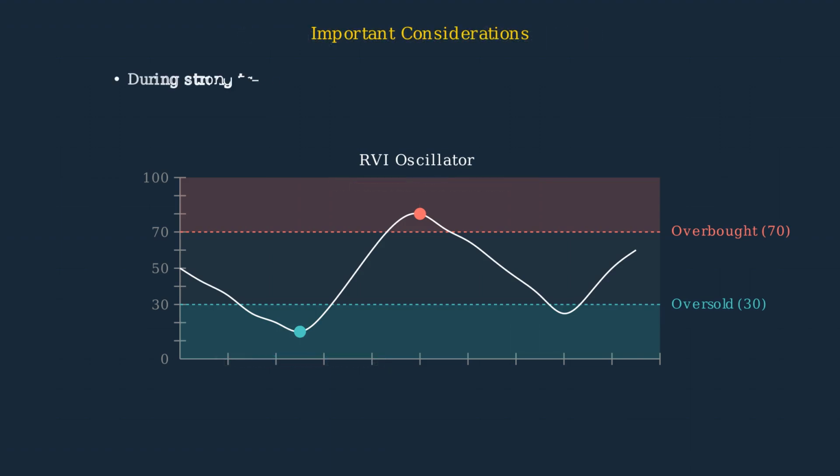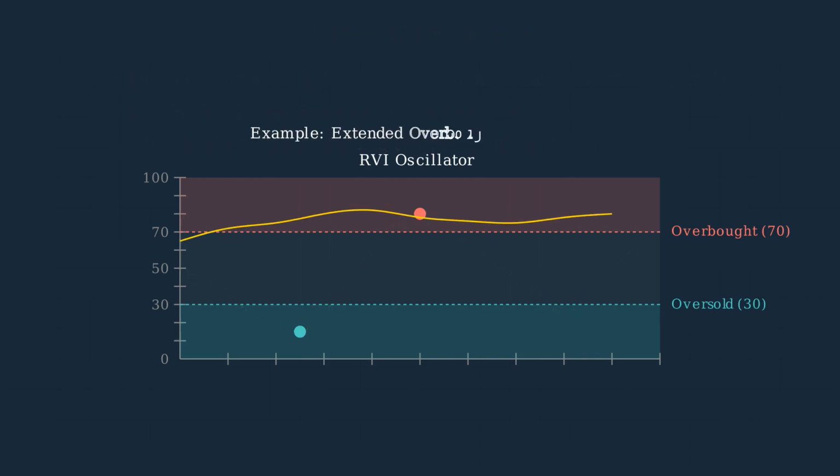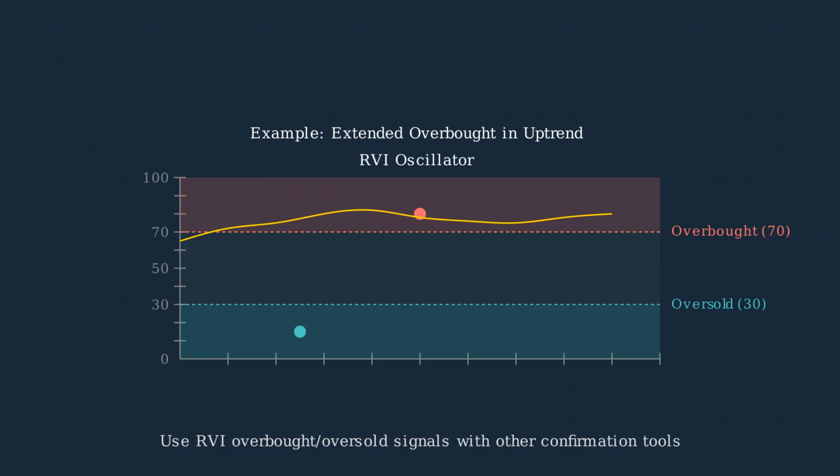However, it's important to note that during strong trends, the RVI can remain in overbought or oversold territory for extended periods. These signals should be used with caution and ideally confirmed with other technical indicators. A strong uptrend can keep RVI overbought for long periods. Premature selling based solely on this signal could mean missing significant parts of the trend. For best results, combine RVI overbought and oversold signals with trend analysis, support and resistance levels, and other technical indicators.